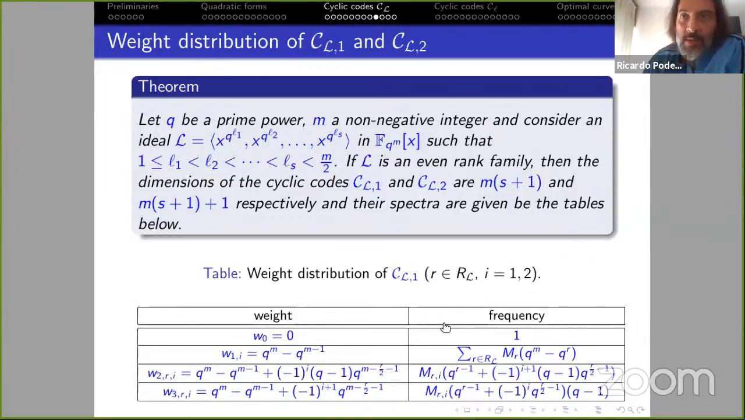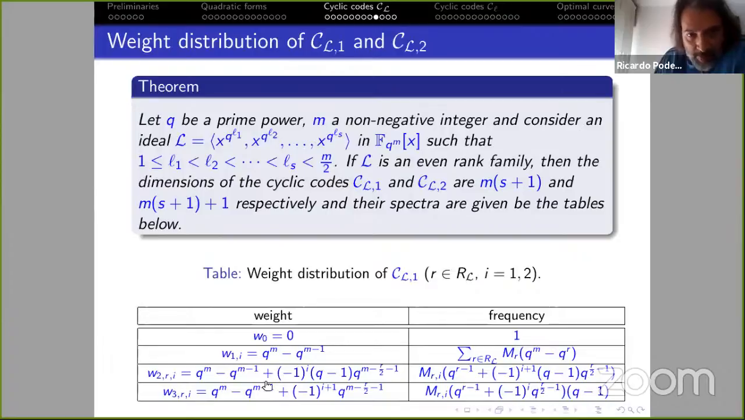Well, we now do the same for the other two codes. So suppose we have a prime number Q, M a non-negative integer, and consider again the family L of Q-linearized polynomials in F_Q^n. Well, this is a technical condition. If L is an even rank family, again, all the quadratic forms have even rank, then these cyclic codes have these dimensions, and the spectra are given by these tables.